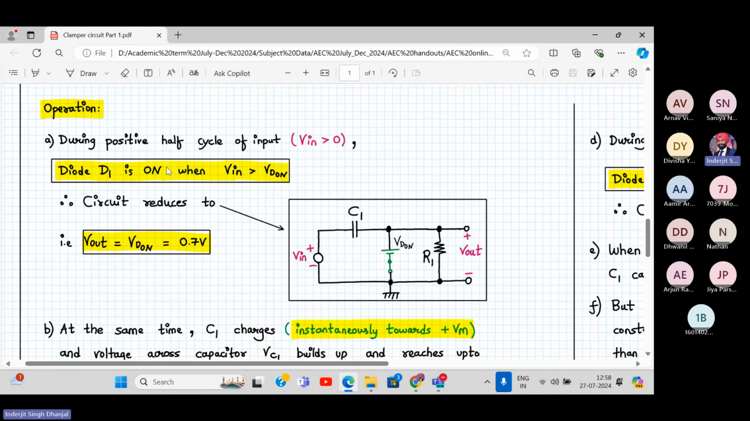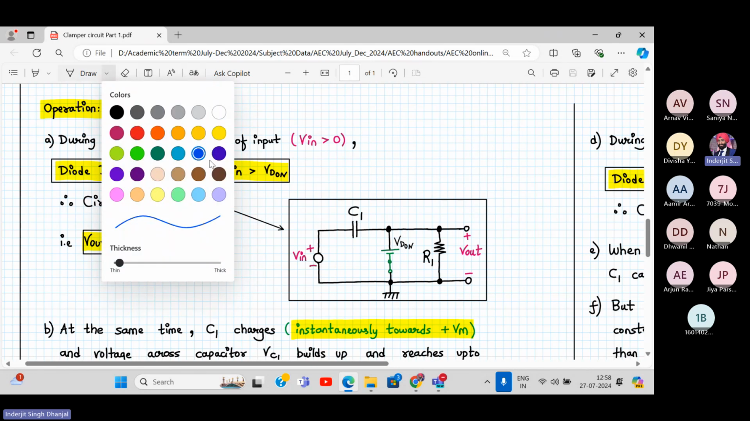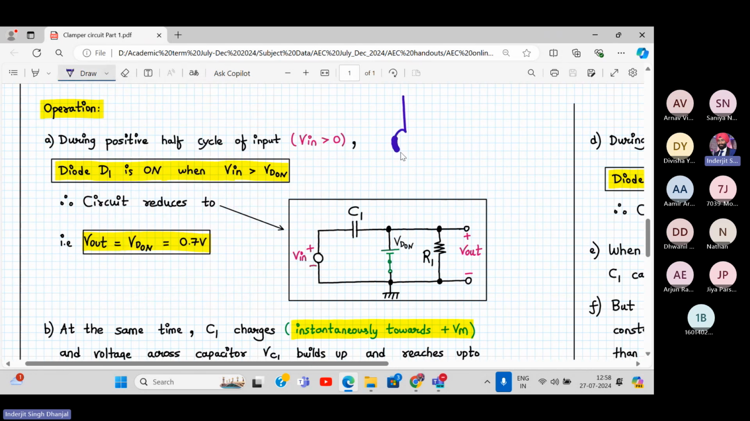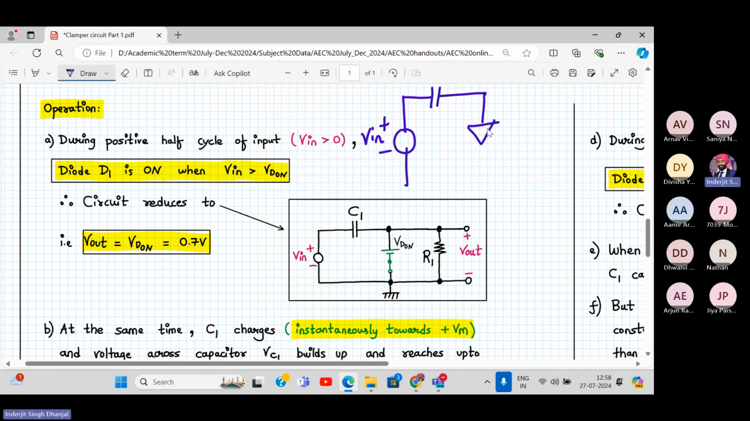So let's say during the positive half cycle, what happens? This is my circuit. Let me draw it again. We'll go quickly because we have done this before. So my circuit is this: V in, this will be the capacitor, then we have a diode like this, and then we have a resistor.